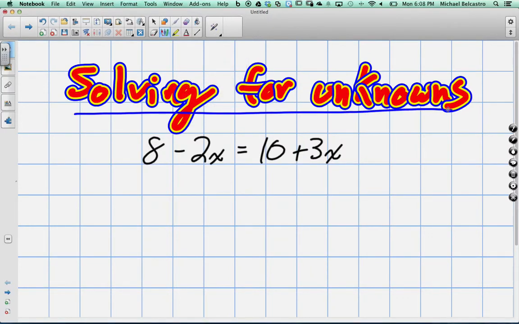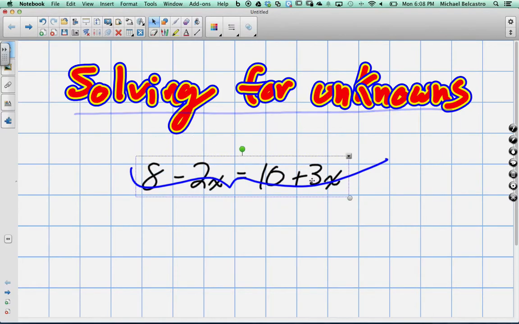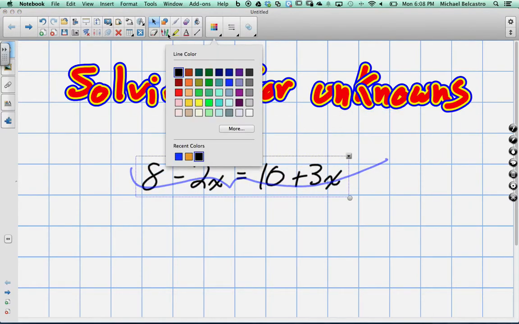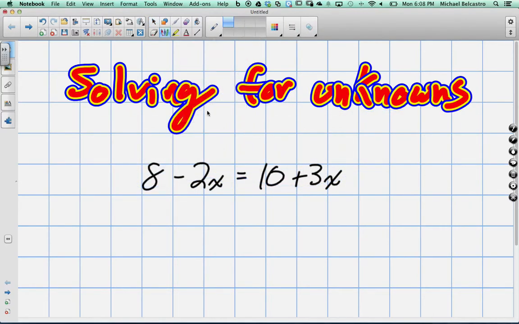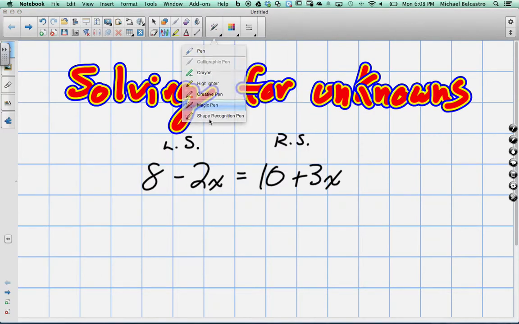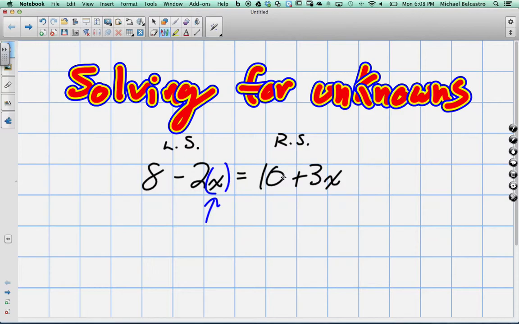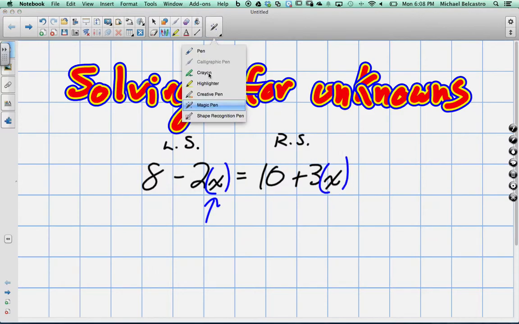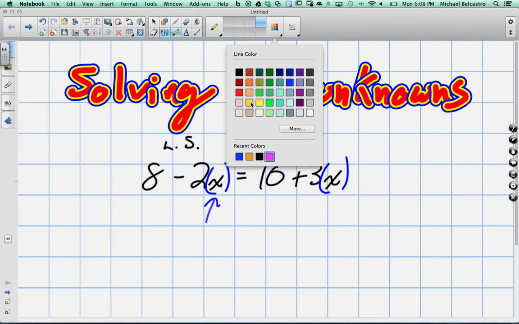Okay, solving for unknowns. So they've given us this expression. And what this really means is that the left side is equal to the right side. But the whole idea or the goal of this expression will be to isolate for x. Okay, so this is the left side and this is the right side. And right now it says they're equal, but it doesn't give us a lot of information about this unknown here. This is our x. Okay, so the goal will be to get x by itself.